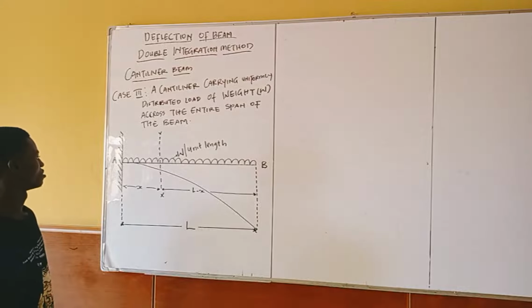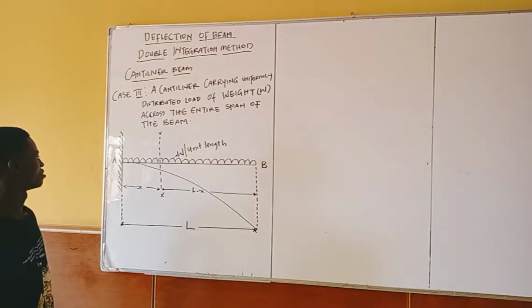EI dy/dx, and this was my C1, which is negative. So negative will neutralize this plus. I'm going to have negative WL cubed over 6. So this equation now is the required equation for slope at any section of the beam. Let me write it for you: the equation for slope at any section of the beam.